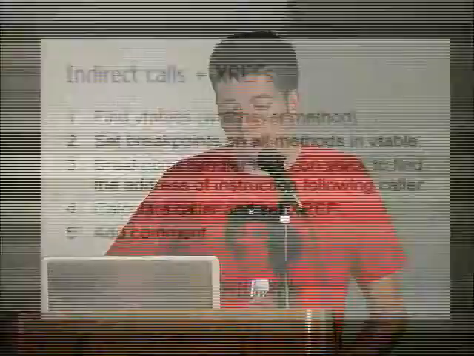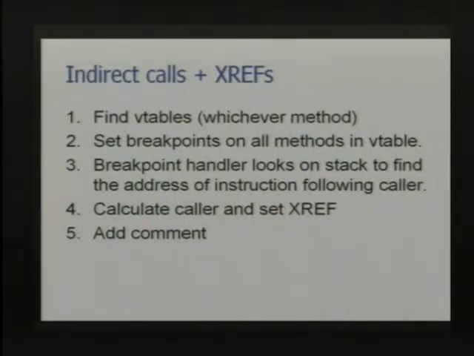So this is the algorithm that I've been using to look at indirect calls and cross-references using runtime. So first you find the vtables. There are different methods to find them. You could use one of the ones listed earlier.